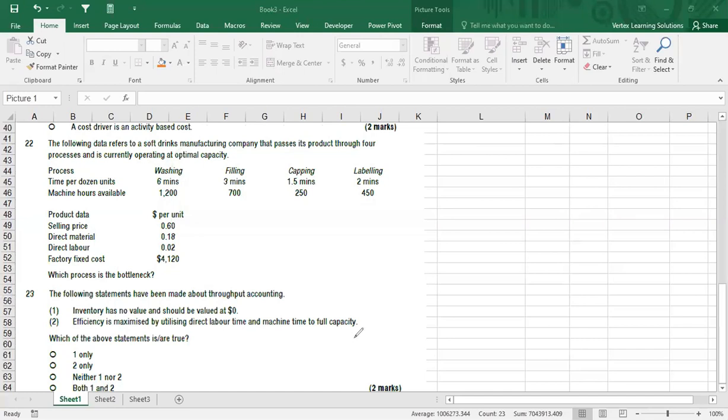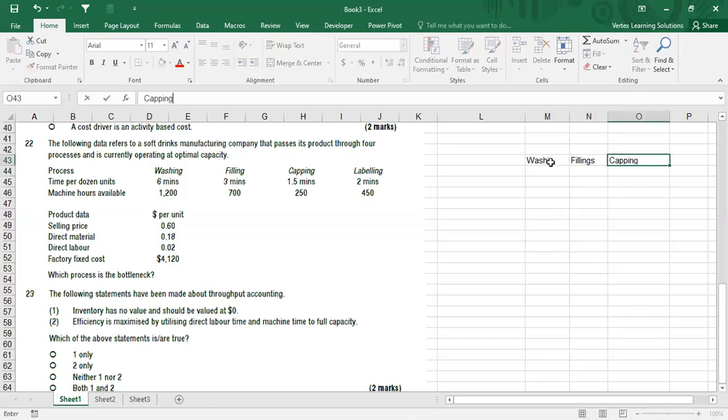How should we do that? We have to put these numbers here, these names. Let me call it washing. Now you can actually have different ways of doing this question. You can do it much faster. You can do it easily with a simple thing. Let me show you both of them.